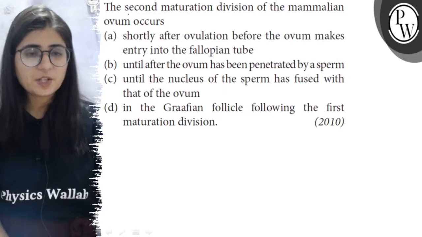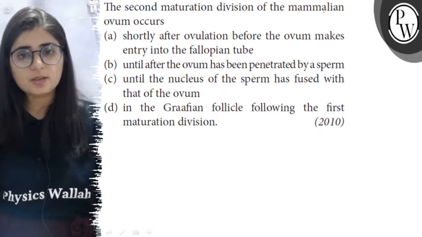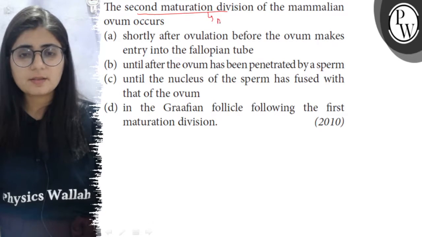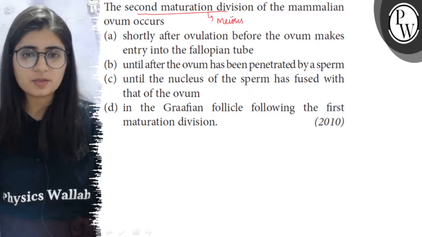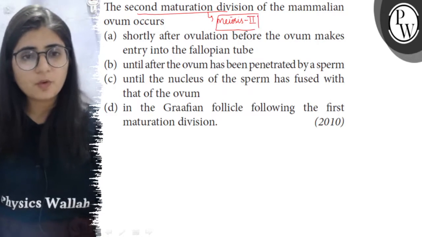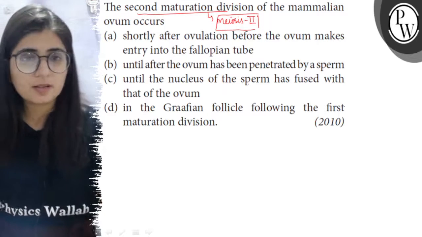Hello बच्चों, the question is: second maturation division of the mammalian ovum occurs. So second maturation division means we are talking about meiosis II. So in mammalian ovum, the second maturation occurs.